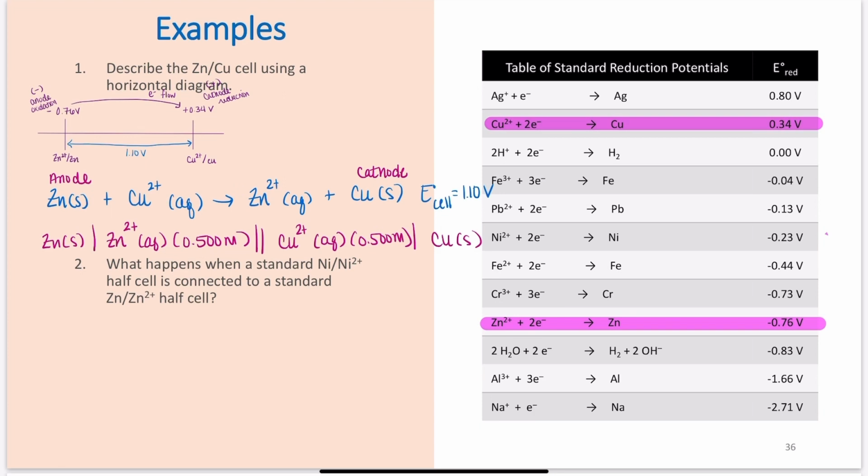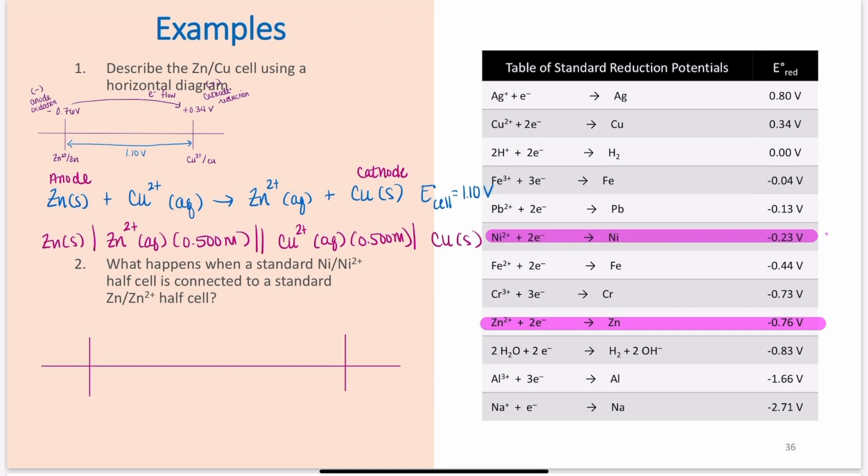What about if I have a nickel 2 plus half cell connected to a standard zinc 2 plus half cell? I'm going to do the same thing. Draw my number line. And now I'm going to find my two species. I've already got zinc. I'm going to go ahead and highlight the nickel. Now I see the nickel is negative, but it's still more positive than the zinc. So I'm still going to put the zinc here, negative 0.76 volts, for zinc 2 plus, zinc. And for the nickel, negative 0.23 volts, nickel 2 plus, nickel.